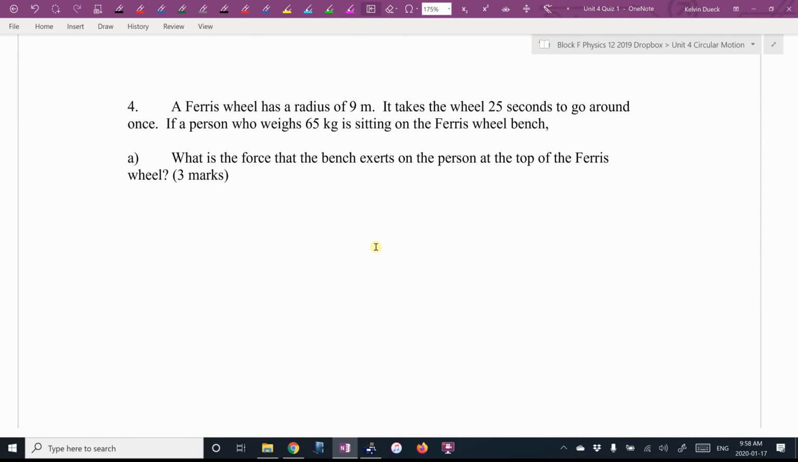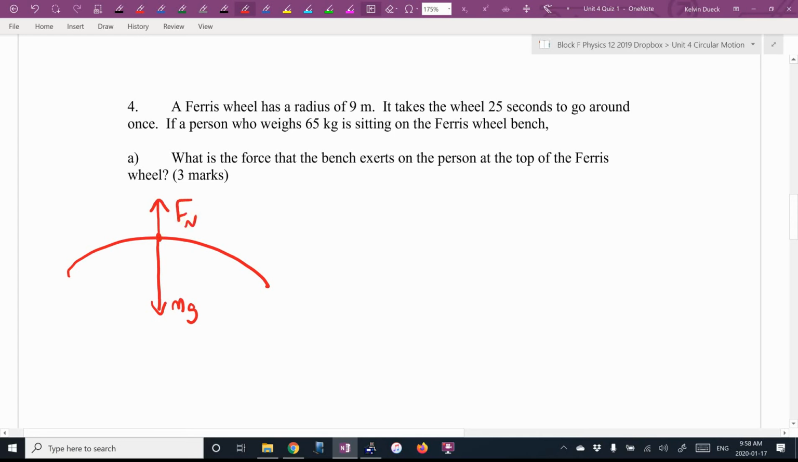It says a Ferris wheel has a radius of 9 meters. It wants the force the bench exerts on the person at the top of the Ferris wheel. I did a quick rough sketch, and then I drew my free body diagram. I said gravity down. Normal force on a Ferris wheel is always pointing up.